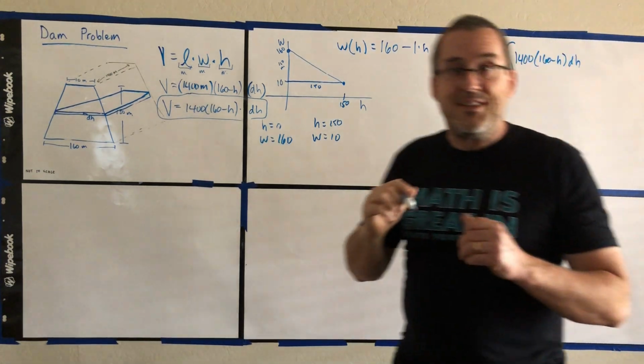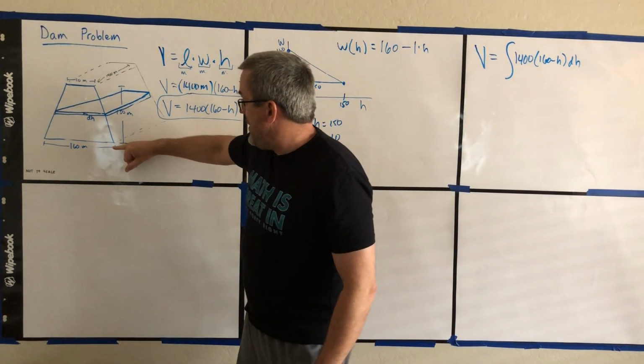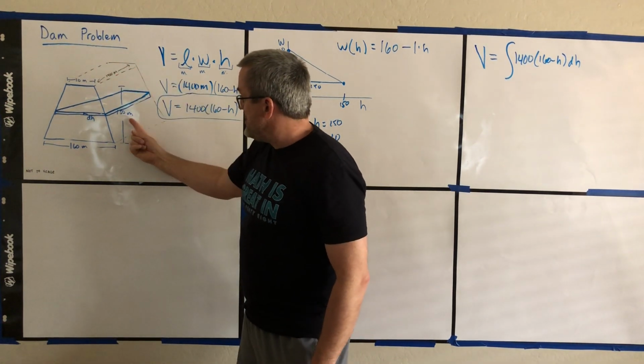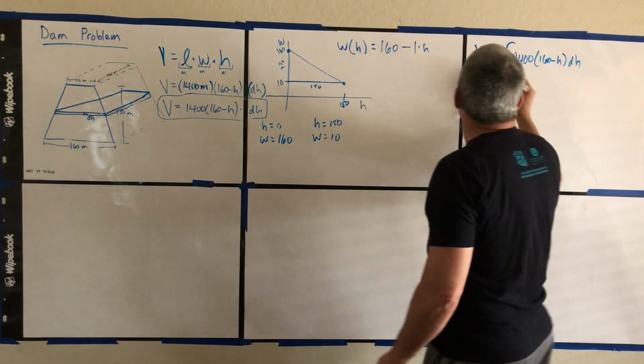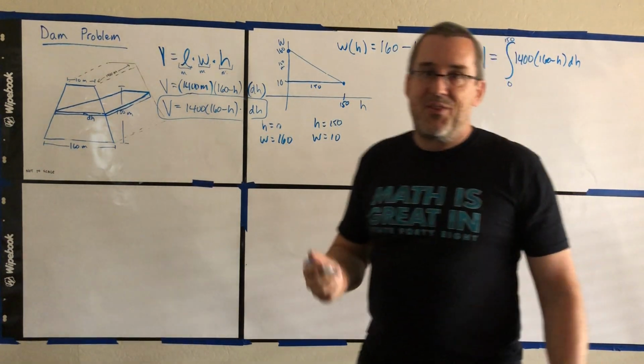Now, look at the dh. So we're doing this integration with respect to h. So h varies from the bottom, where height is 0, to the top, where h is 150 meters. So if we integrate this from 0 to 150 meters, we'll get the overall volume.